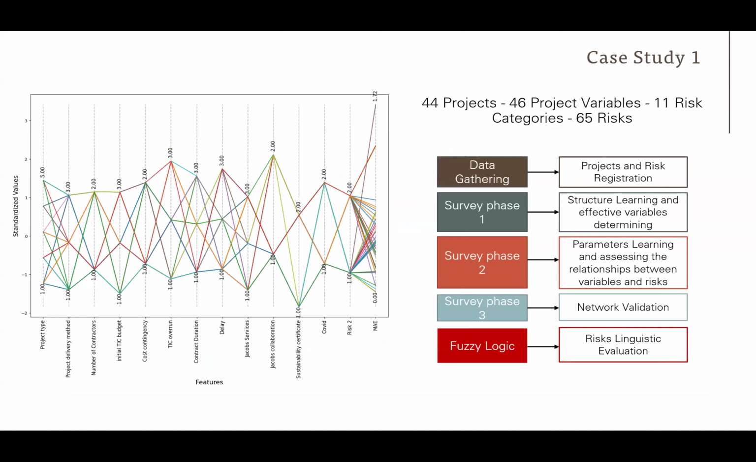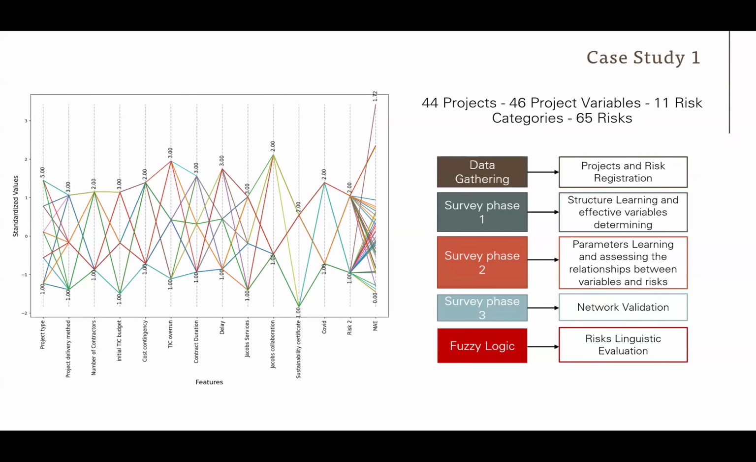So going quickly to the case studies, the first case study was 44 projects with 46 project variables and 11 risk categories, for which I did three phases of surveys with the project managers for the structure learning, parameter learning of the Bayesian network, and the network validation, and for the fuzzy logic. And here you can see the sensitivity analysis of different variables inside the case study that I had.